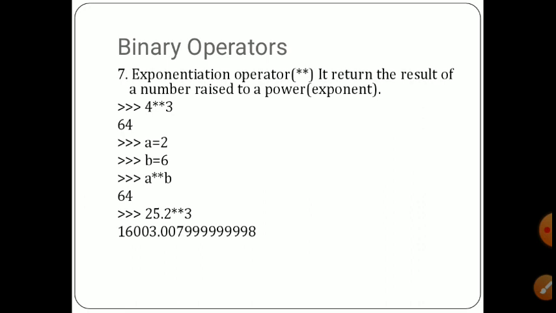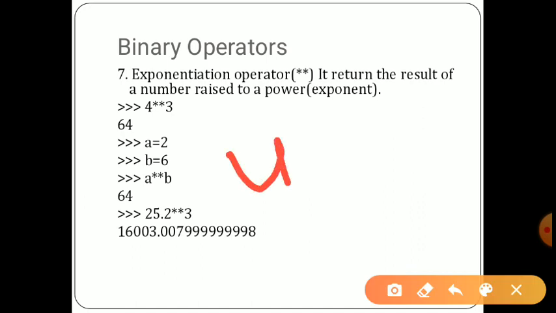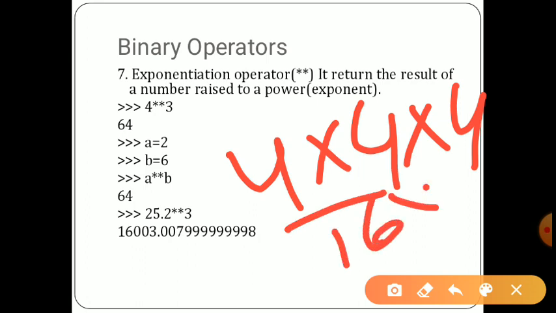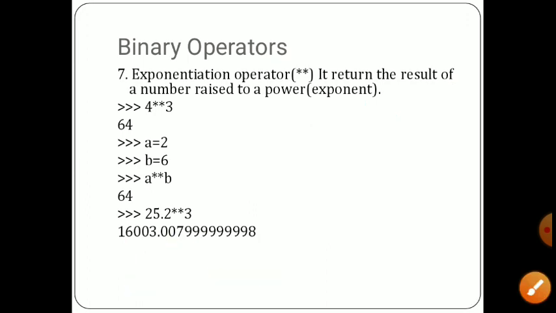Next, the exponent operator. It returns the result of a number raised to a power or exponent. For example, 4 exponent 3, it will return 64. How is it possible? 4 multiply 4 multiply 4. 4 fours are 16, 16 multiply 4 equal to 64.